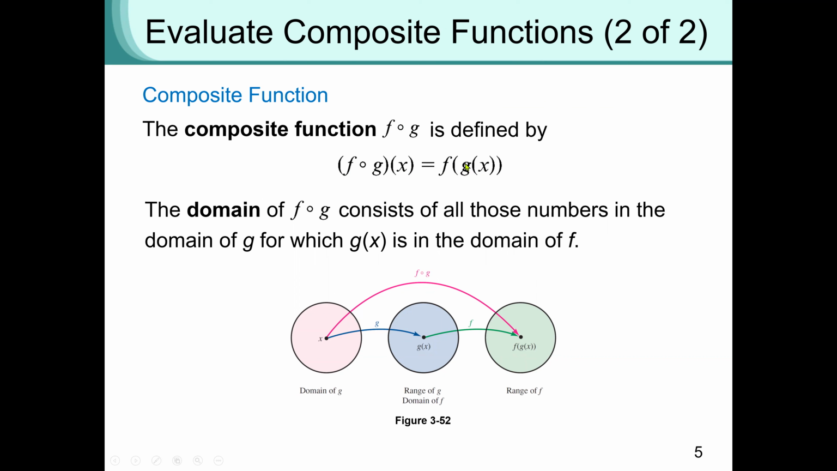will be inside g. The domain of f composite g normally consists of all those numbers in the domain of g for which g at x is in the domain of f also. So we can see the diagram here. Again, we have x, then we have g at x, then we have f at g at x. Now the composite, f composite g, will move along the red circle. So in this case, g at x is inside f at x, or f depends on g at x.